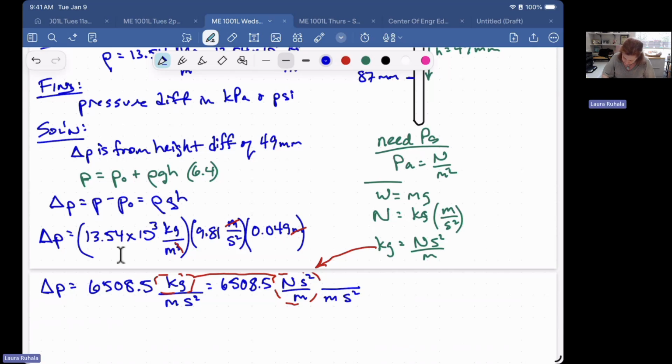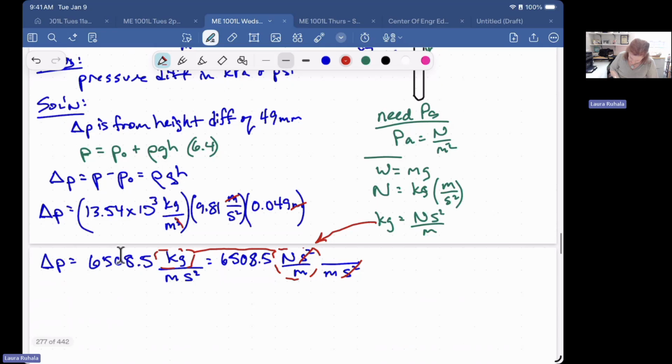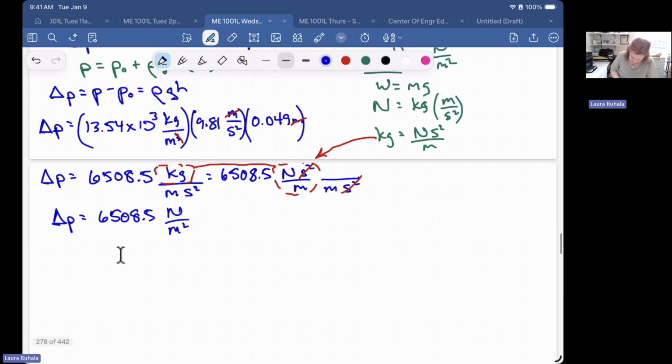Okay, so look at this, and you can see that the second squares will cross out, which is good. And I get Newton per meter squared, which is great. So I can say my delta P is equal to 6508.5 Newton per meter squared, which I know is a Pascal. So that's 6508.5 Pascal.